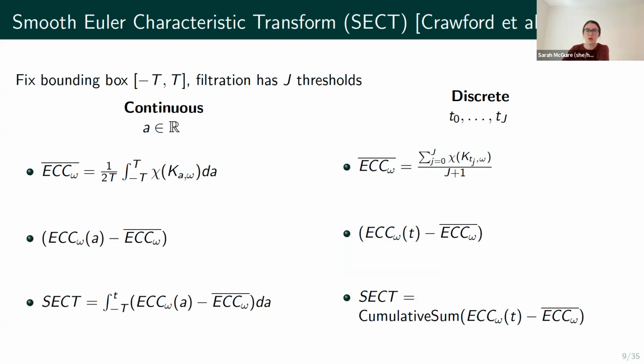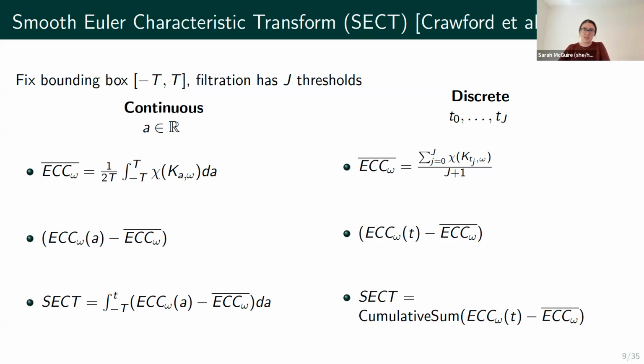One of the interesting variations of the ECT is the smooth Euler characteristic transform, which has some nice theoretical properties. Because the Euler characteristics are integers, if we just use the regular ECT, we end up getting these step function things, which causes some statistical issues in practice and also creates stability issues. So to avoid this, the SECT replaces the Euler characteristic curve with a continuous function. So I have a continuous version and a discrete version here.